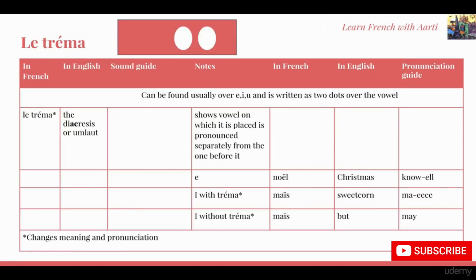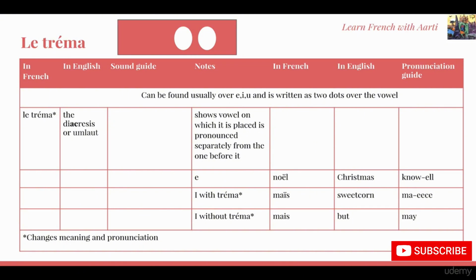Next is le tréma. It's also called the diaeresis or umlaut, and it can be found on E, I, and U and is written as two dots over the vowel. It shows that the vowel on which the two dots are placed is pronounced separately from the vowel before it. So it needs to have two vowels next to each other, and the tréma is normally placed on top of the second vowel.